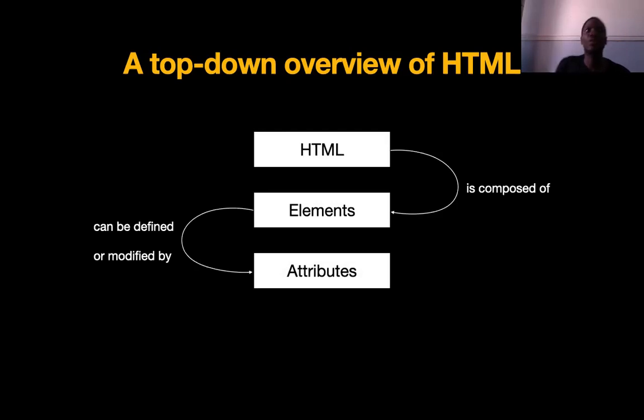Just like, you know, you could have, say, my fingers, right? My fingers have attributes. Attributes of my fingers could be the height of my finger, the thickness, the color. All those are attributes, and those things actually define what my fingers look like, right? So in the same vein, HTML is made up of elements that can be defined or modified by what? Attributes. That is the entire HTML.